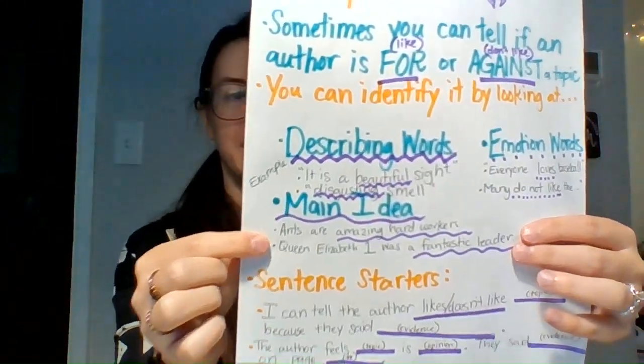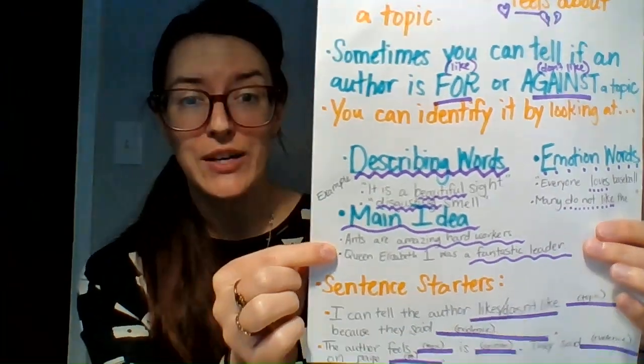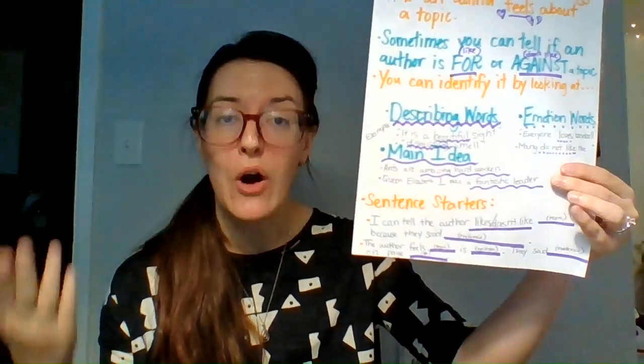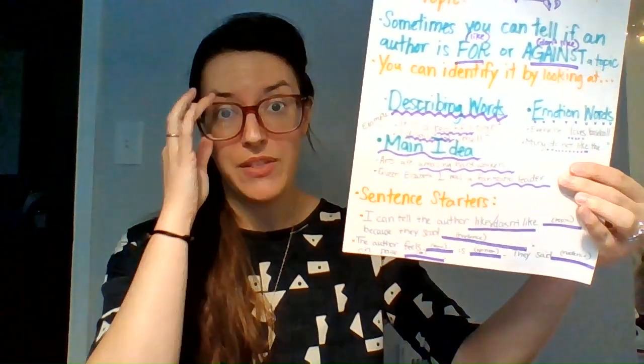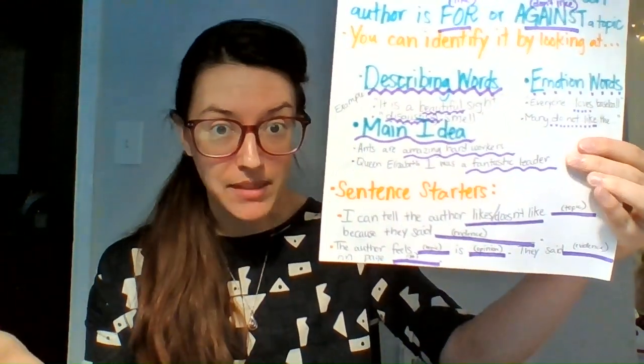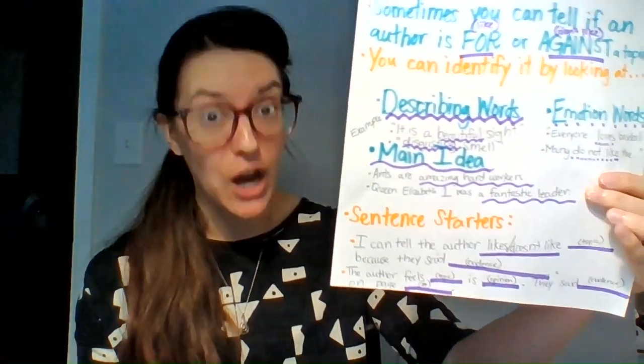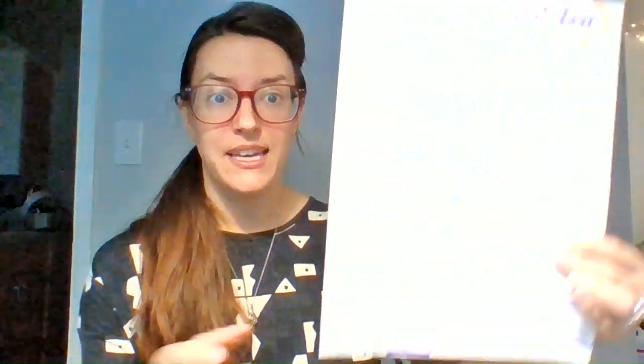The other way that you can figure it out is by looking at what was the main idea. What was the article mostly about? If the article is all about how great something is, then the author's point of view is that they like it. Now, if the article is all about the bad things, that shows us, maybe the author's point of view is that it is not a good idea, or they don't like this topic.